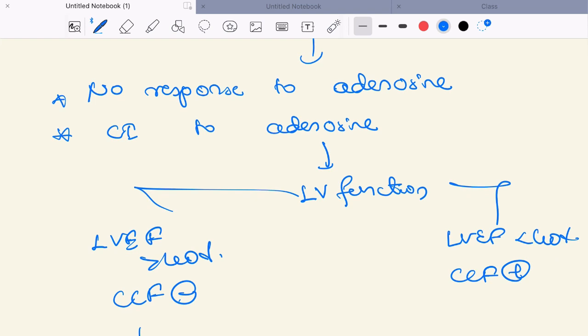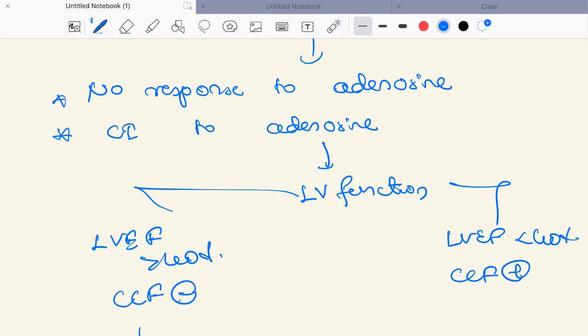The usage of those other drugs depends upon LV ejection fraction or LV function. The left ventricle has two functions: systolic function and diastolic function. Systolic function is measured by ejection fraction. Diastolic function is clinically measured by bilateral crepitations and signs of heart failure like pedal edema, ascites, JVP, PND, orthopnea, like that. So you have to check for LV function to start other drugs.